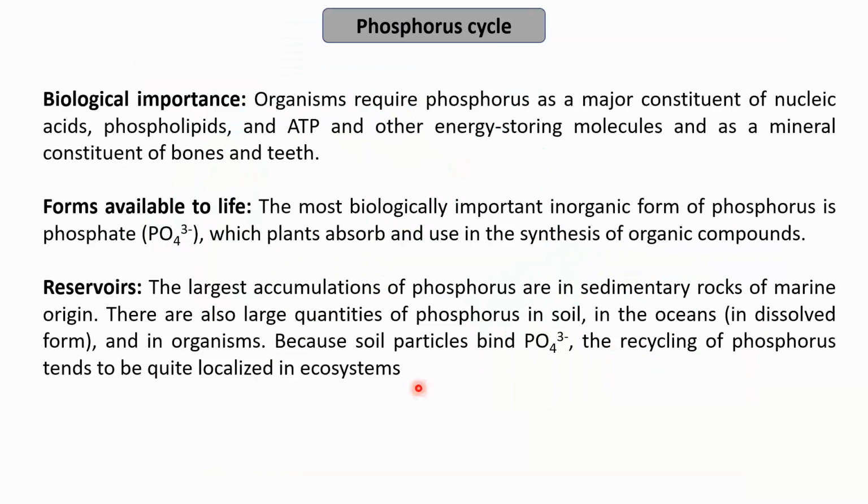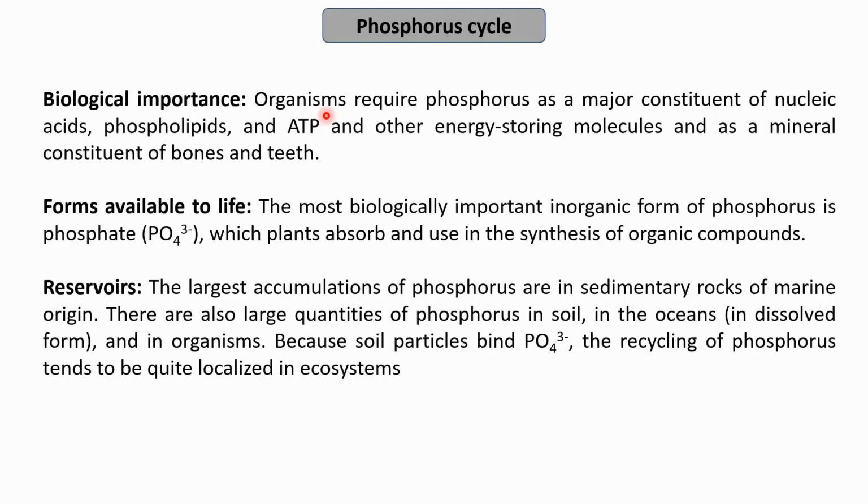So the next important cycle is the phosphorus cycle. This is phosphorus, as we know. So we mostly learn about carbon, nitrogen, and phosphorus cycles. These three nutrients are important from the biological point of view also, because these three nutrients are present in abundance in the biomolecules. So the biological importance of phosphorus is that organisms acquire phosphorus as a major constituent of nucleic acids. It is also present in phospholipids and ATP, that is adenosine triphosphate, and other energy storing molecules, and is available as a mineral constituent of bones and teeth.